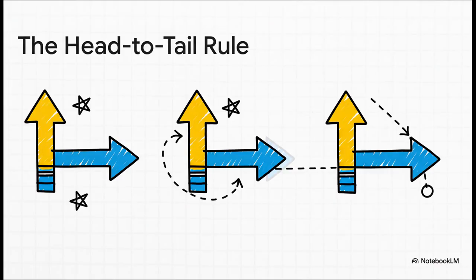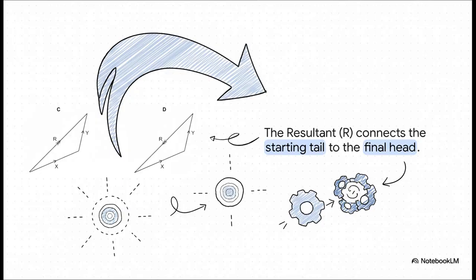We use a really simple graphical method called the head-to-tail rule. All you do is you take one of the vectors and you just slide it over without changing its length or its direction, so that its tail, or its start, touches the head, or the arrow end, of the other vector. And here's the final step.